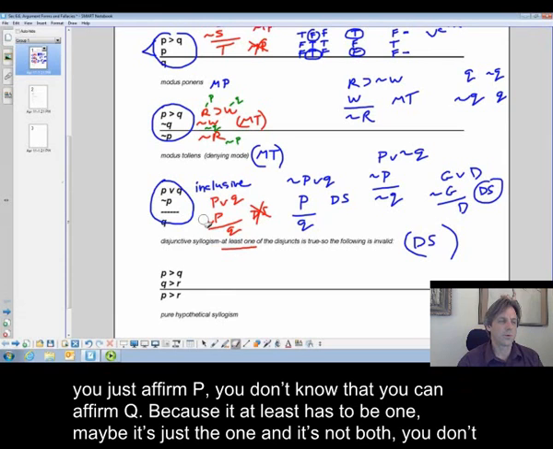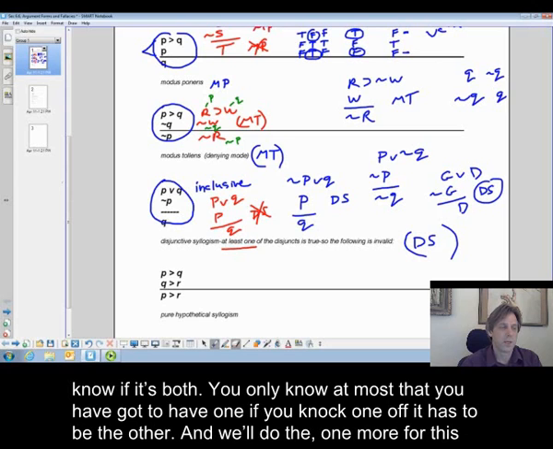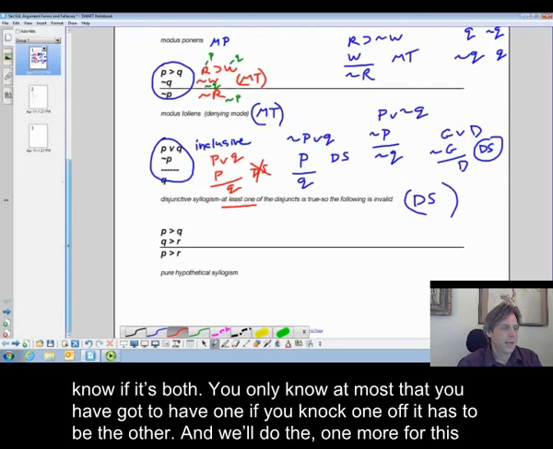But if you just affirm P, you don't know that you can affirm Q, because at least one has to be true. Maybe it's just the one and it's not both. You don't know if it's both. You only know at most that you've got to have one, so if you knock one off, it has to be the other. Okay?